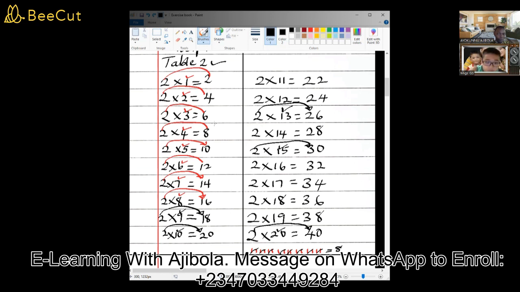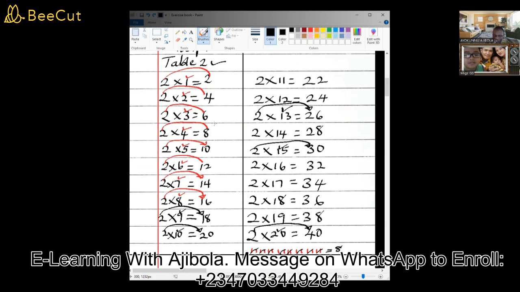2 times 1, 2. 2 times 2, 4. 2 times 3, 6. 2 times 4, 8. 2 times 5, 10. 2 times 6, 12. 2 times 7, 14. 2 times 8, 16. 2 times 9, 18. 2 times 10, 20. 2 times 11, 22. 2 times 12, 24. 2 times 13, 26. 2 times 14 equals 28. 2 times 15, 30. 2 times 16, 32. 2 times 17, 34. 2 times 18, 36. 2 times 19, 38. And lastly, 2 times 20 is 40.